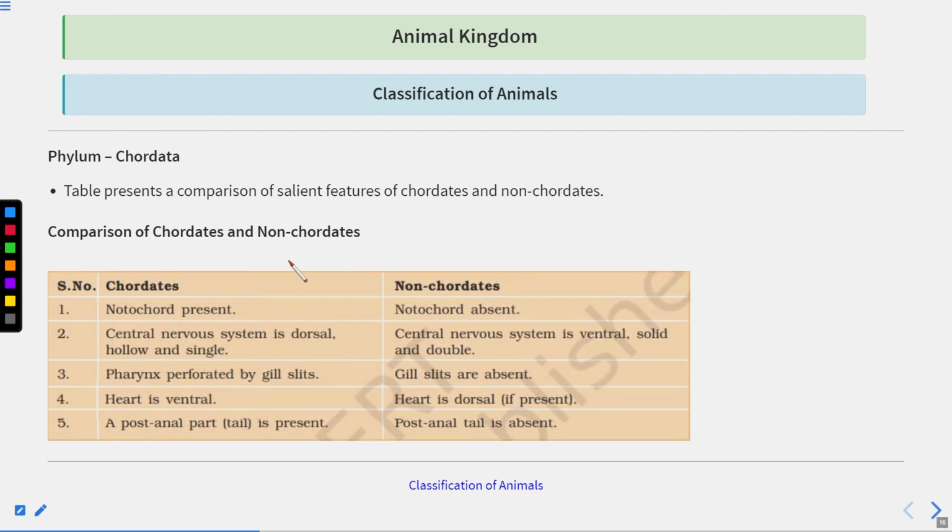So here we can have some differences. Till here we have studied about the chordata and non-chordata, and just now we have studied about the chordata. So there are some unique differences in between. So let us highlight that. The table presents the comparison of the salient features of the chordates and non-chordates. In the chordates, the notochord is present. And in the case of non-chordates, notochord is absent.